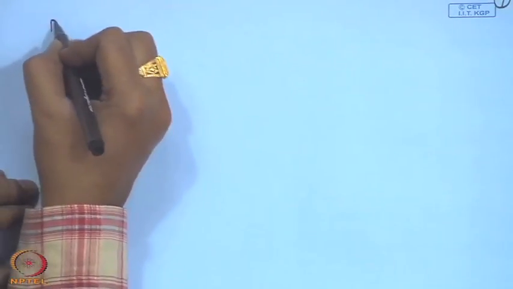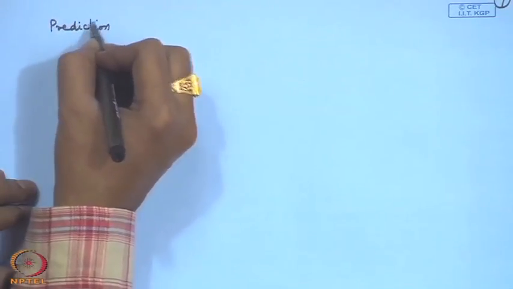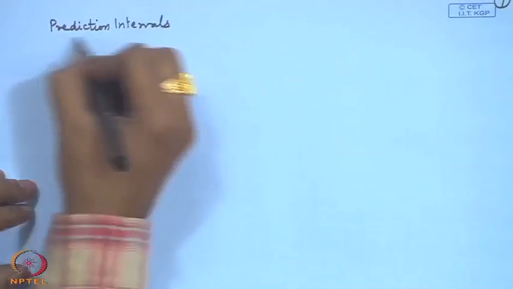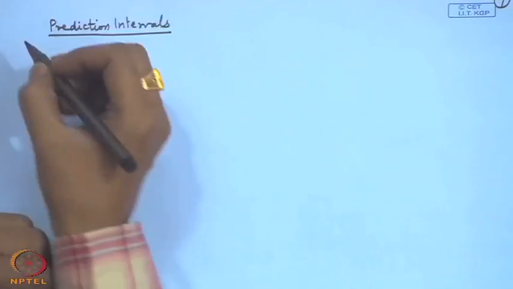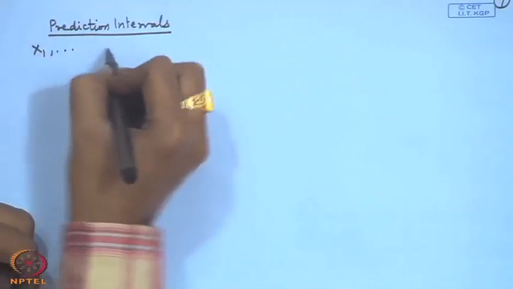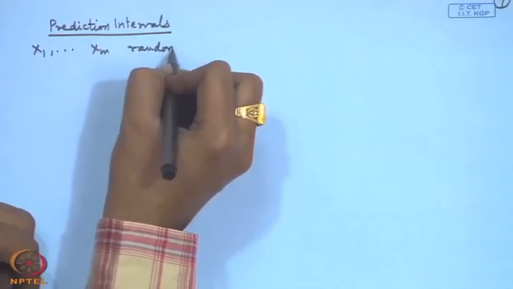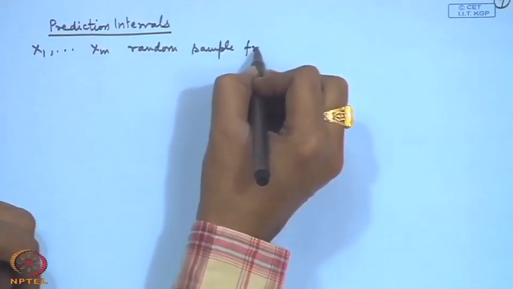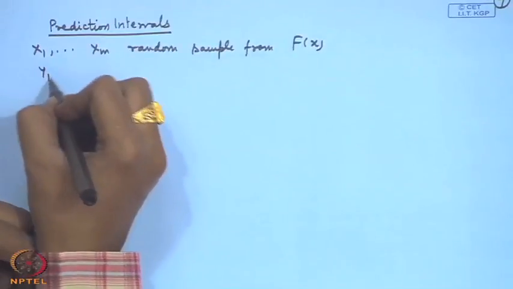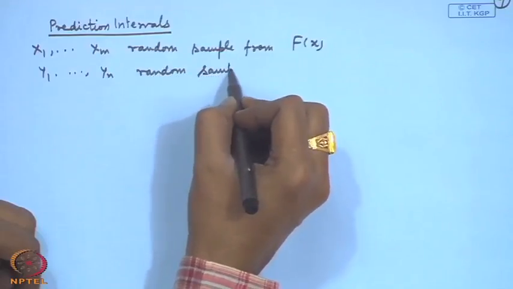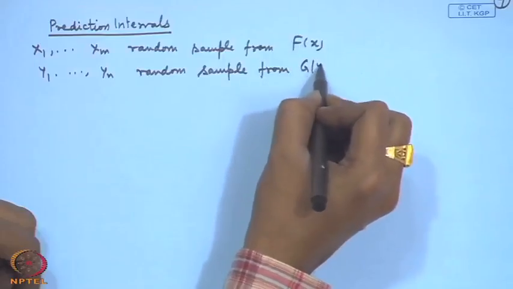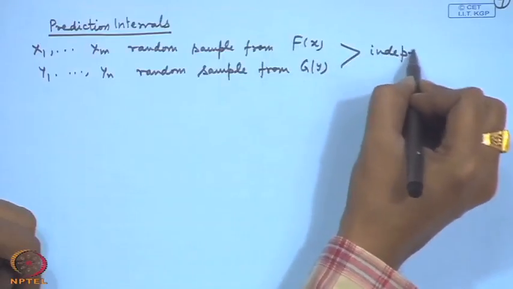Next, we define prediction intervals. As before, we have the two samples, that is x1, x2, xm is a random sample from fx, y1, y2, yn is a random sample from gy, and we assume that these are independently taken.